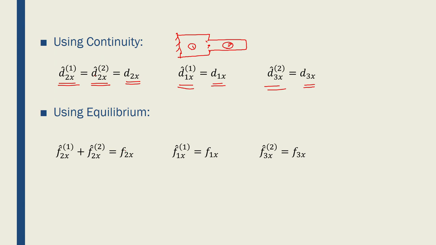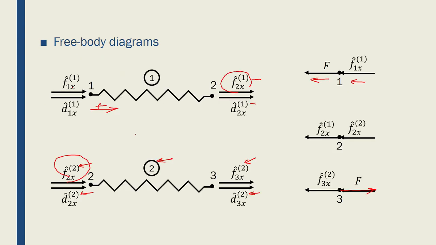When it comes to equilibrium, however, we cannot say that the force of node 2 in x direction attached to element 1 is equal to the force of node 2 in x direction attached to element 2. And that's because if you look at here, the two forces are in the same direction.